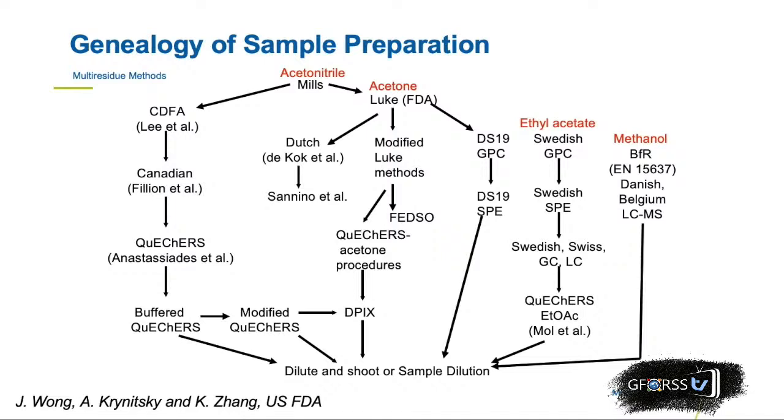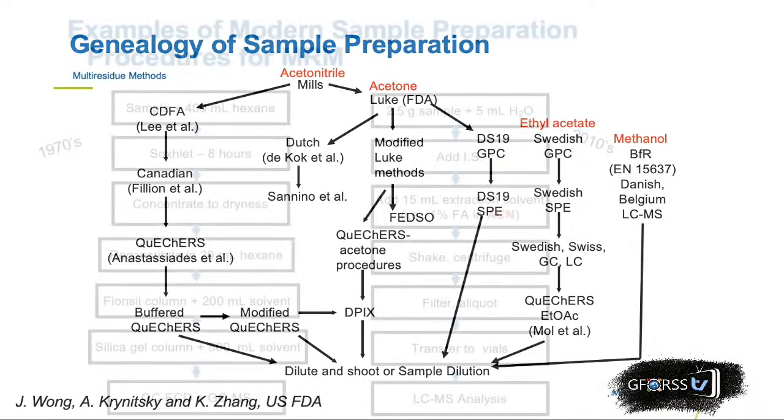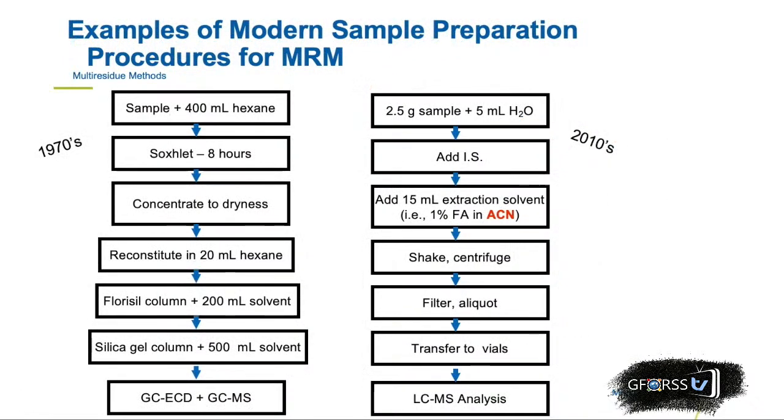Similarly to the GC sample preparation tree, there are many different versions of sometimes relatively similar sample preparation procedures for liquid chromatography. The graphical representation of the genealogy of sample preparation methods for pesticides was prepared by colleagues at the US FDA, Drs. John Wong, Alex Grunitsky, and Kai Zhang. Let's look at an example of how sample preparation procedures have changed in time for MRMs.